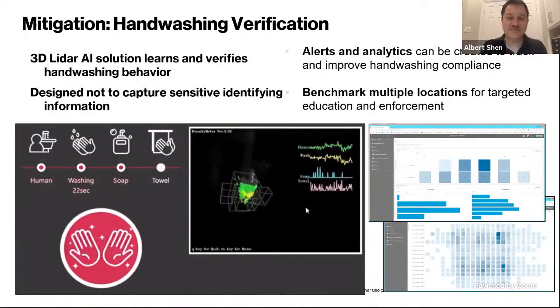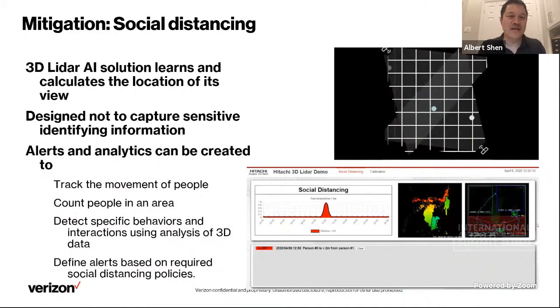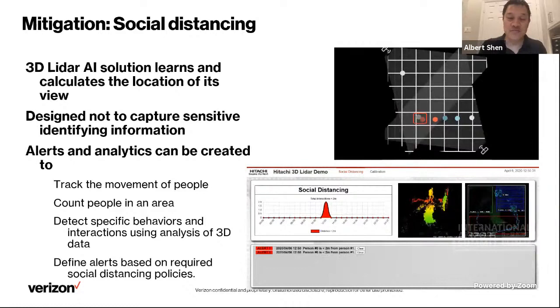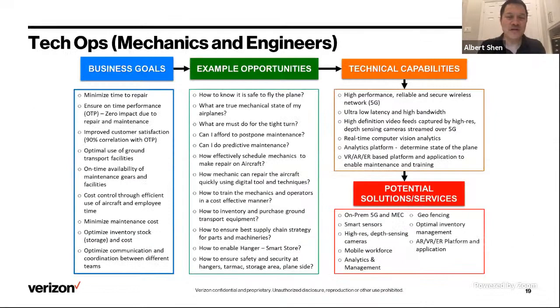Social distancing too, again, is a way to capture that type of movement and give you alerts and analytics, and help you track the movement of people, count people in an area, and detect certain behaviors in that area. It can also give alerts to airport staff on whether people are social distancing, say at the baggage claim level, in the terminal, or at the gate level as well. So next slide.